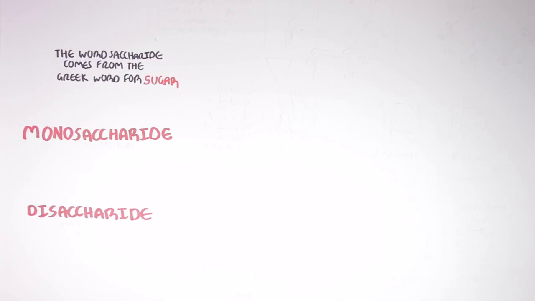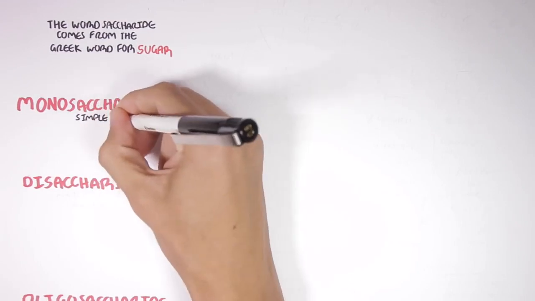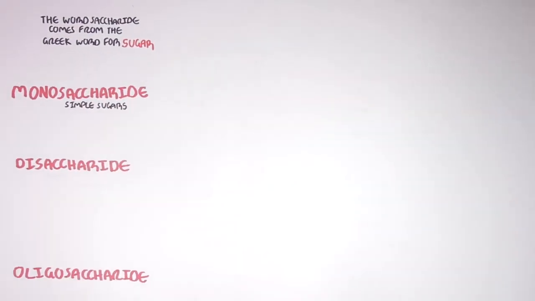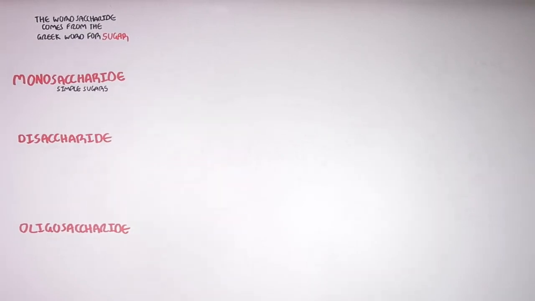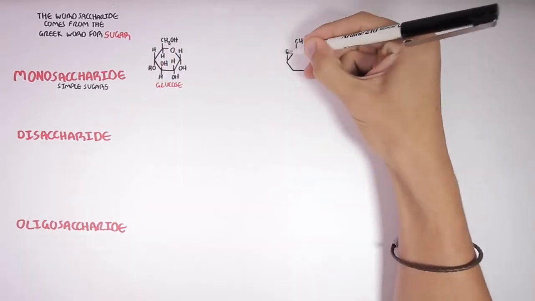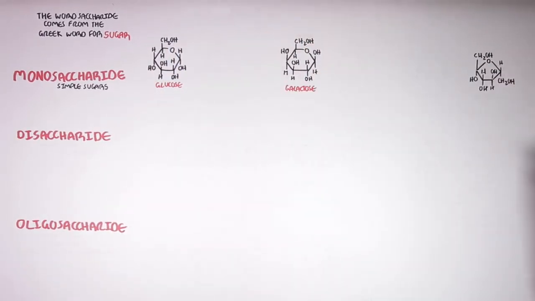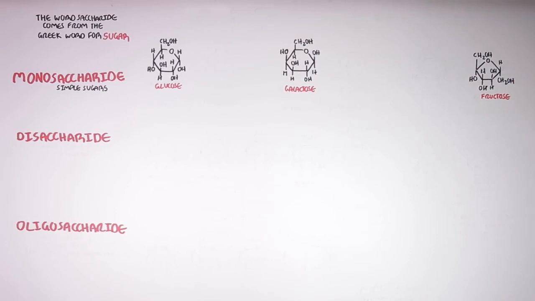Let's begin with monosaccharides. Monosaccharides are also referred to as simple sugars, and they are the smallest units that make up any carbohydrate. They are the building blocks. The 3 main monosaccharides in the human diet include glucose, galactose, and fructose. Now these structures may look intimidating, but all you need to know is that they contain carbons, hydrogens, and oxygens.